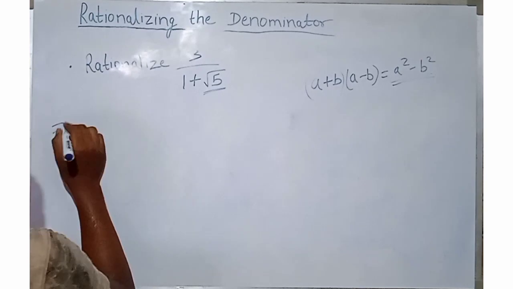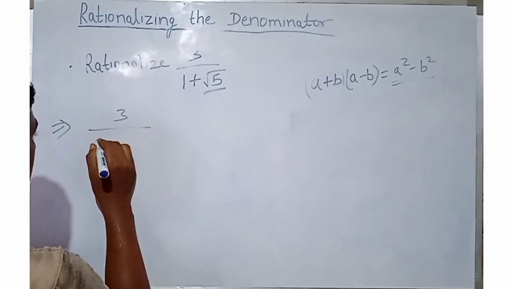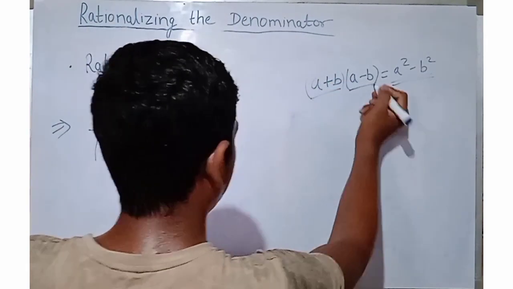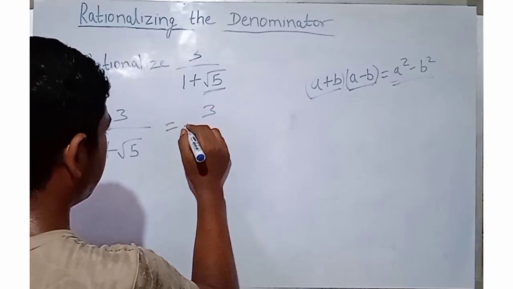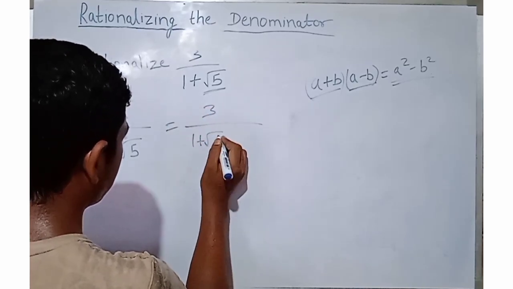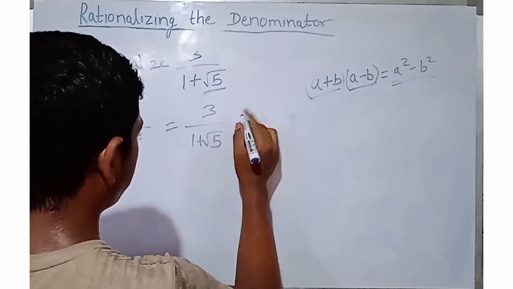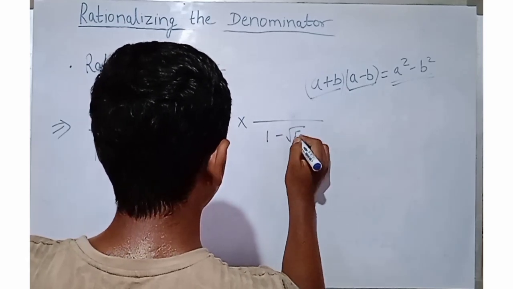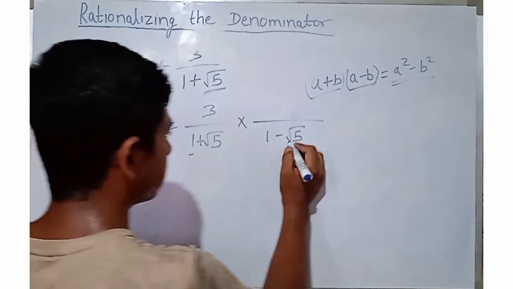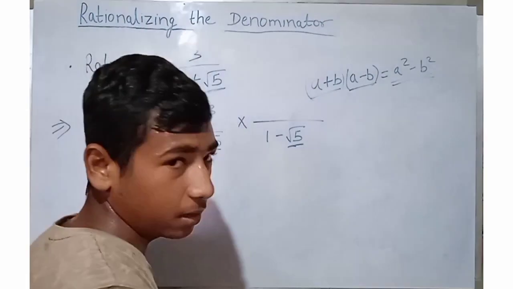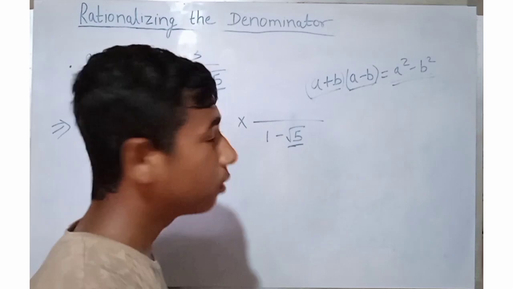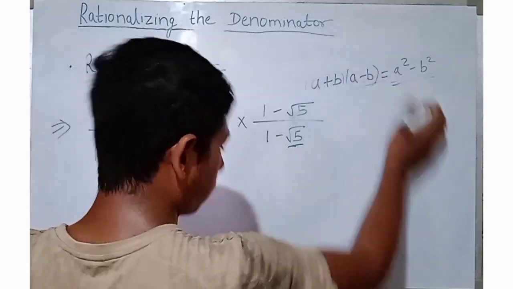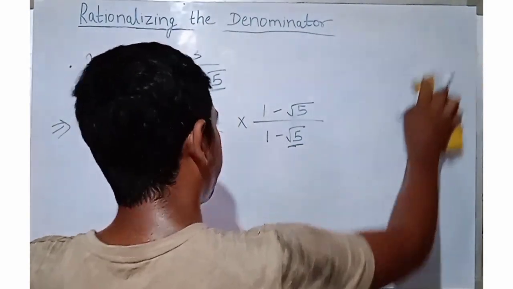Okay, so see here, only the sign will change, so it will be in the form of a plus b and a minus b. So it will be 3 by 1 plus root 5. Multiplying by a minus b, we will get a square minus b square. When we square the b, the radical will be removed. With the numerator also we have to multiply. So this was the identity.